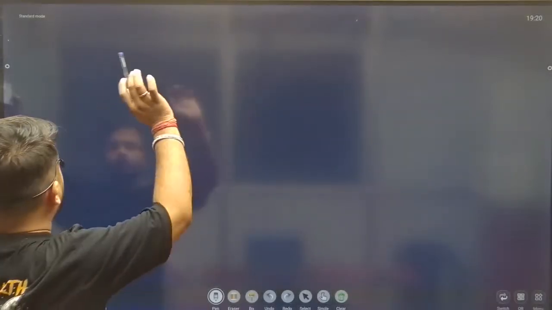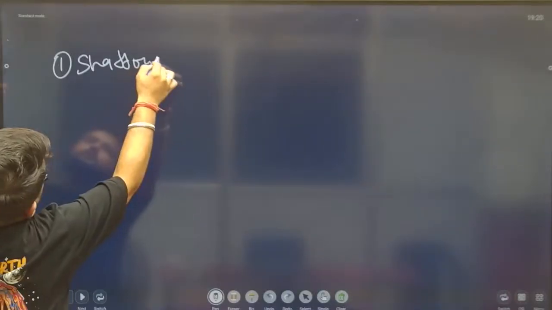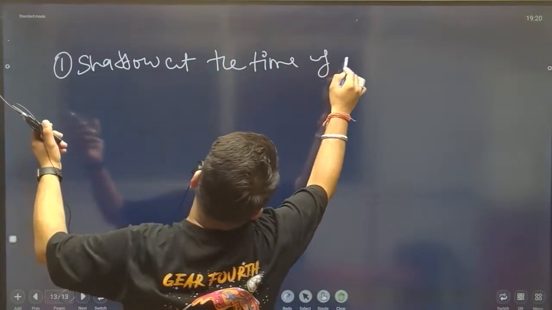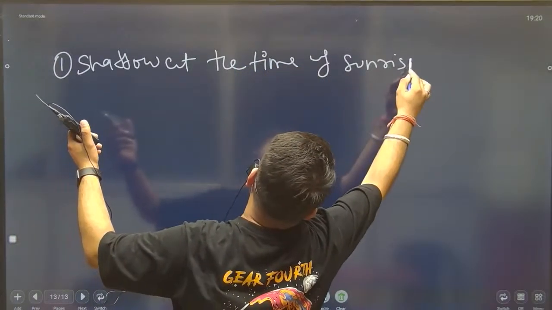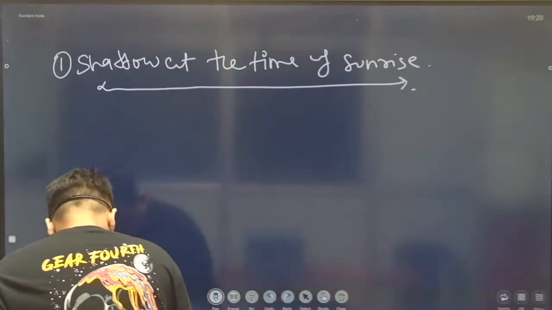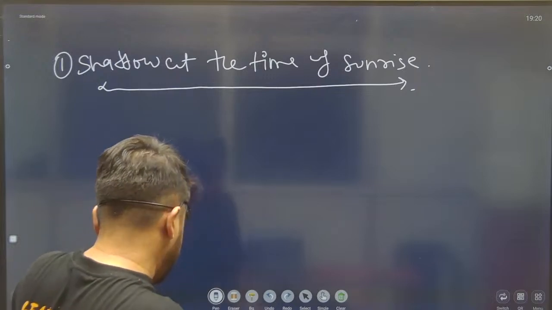So now we are proceeding to the next topic. The topic name is what? Shadow at the time of sunrise. Clear? Shadow at the time of sunrise.